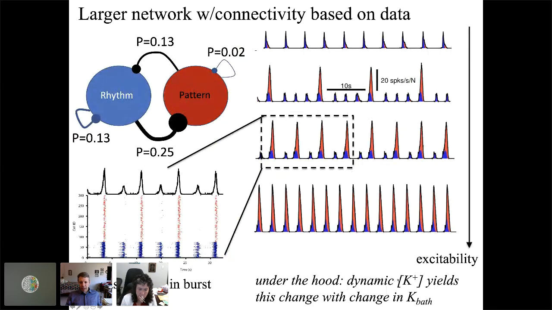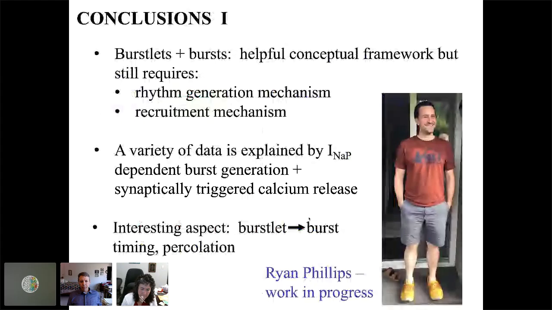Now under the hood, remember in the experiments, it was varying K-bath that caused this change of excitability. So we're doing that. I just don't have time to go into all the details. Okay, but so this would correspond to increasing the potassium concentration in the bath to switch us from a burstlet regime to a full bursting regime. Okay, so I think I have a little bit of time left, I hope. So I'm going to switch over to part 2.